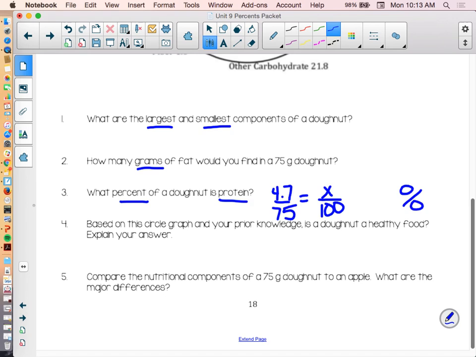Based on the graph and your prior knowledge, is a donut a healthy food? Explain your answer. Please make sure you do explain why you think that. And compare the components of a 75-gram donut to an apple. You can use the internet for this. What do you think? What are the major differences? It's an open-ended question for you.